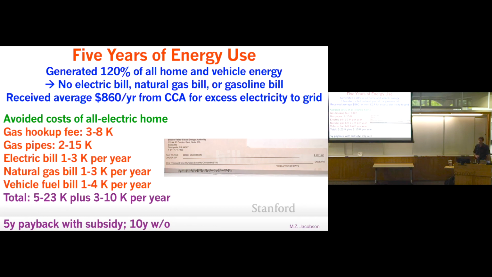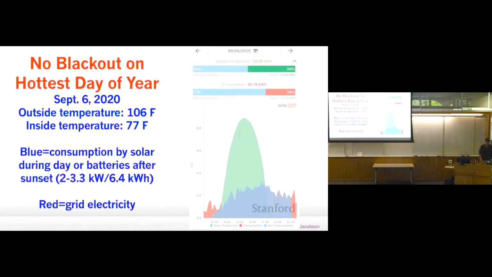From a financial point of view, there's just no reason not to do this for every new building. It's a little trickier for existing buildings, but it can be done for existing buildings as well. Replacing heat pumps, you just replace anything that you're using gas with electric equivalents. So here's the hottest day of the year in 2020, September 6th.